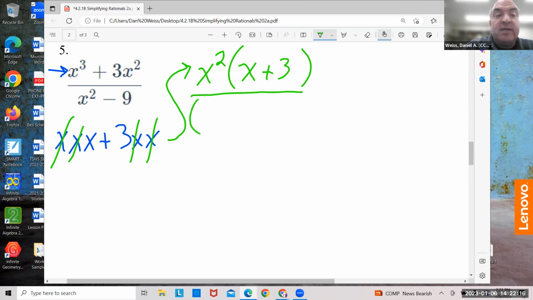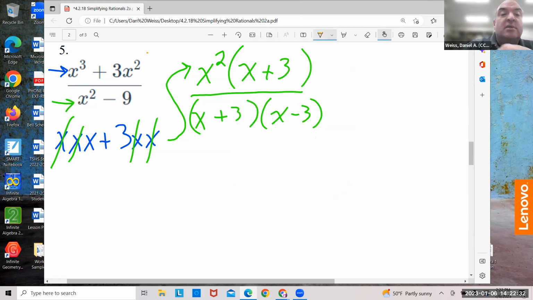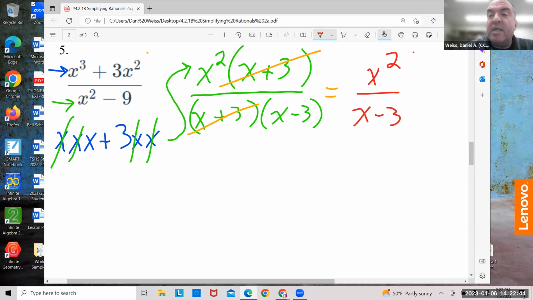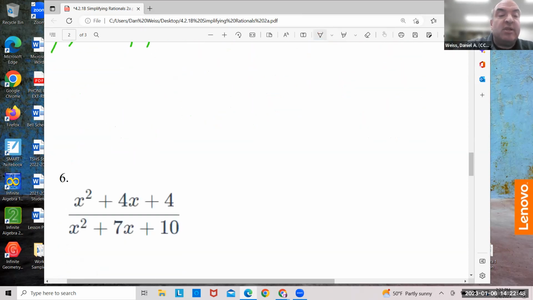over. Now let's do the bottom, x squared minus 9. What times what makes x squared? X times x. What times what makes negative 9? Plus 3 minus 3. What cancels? X plus 3. Here we go. What are we left with? X squared over x minus 3. Man, Weiss, this is easy. I know it's easy. Just got to believe it.